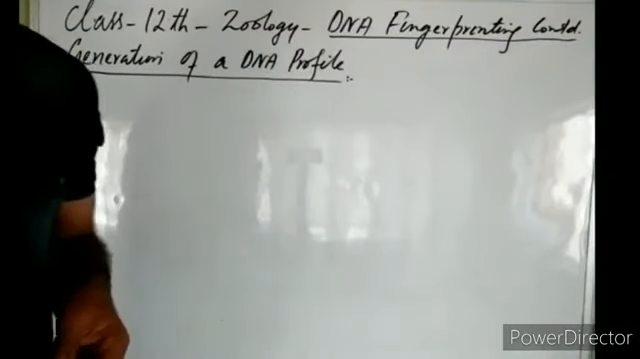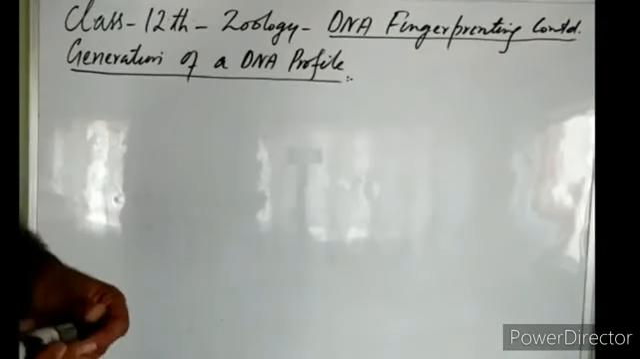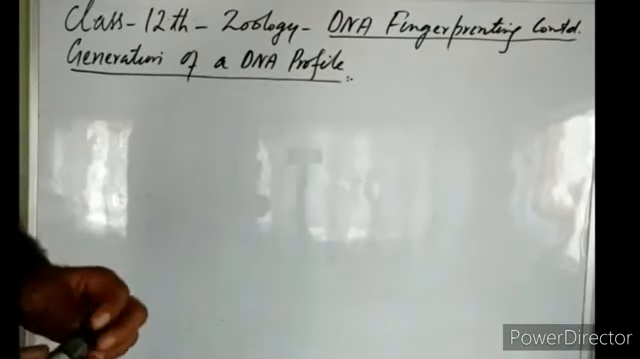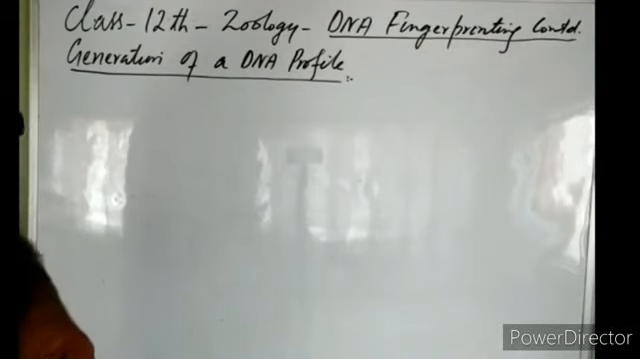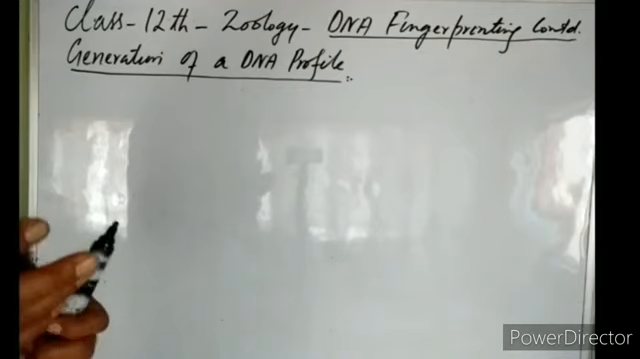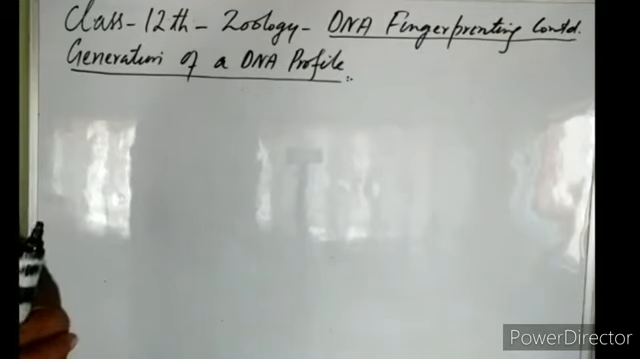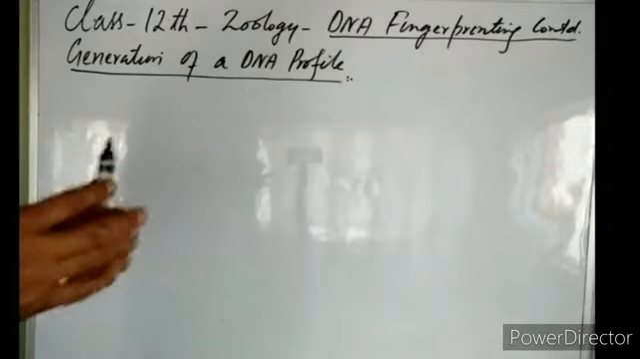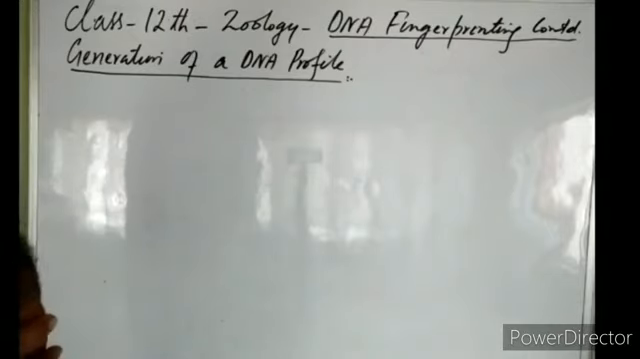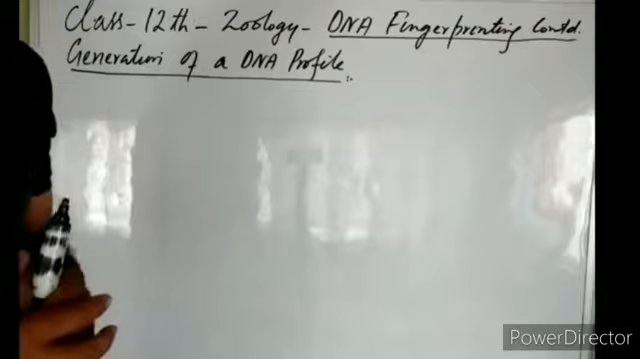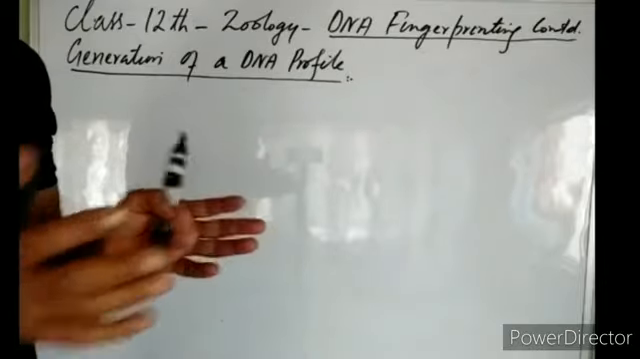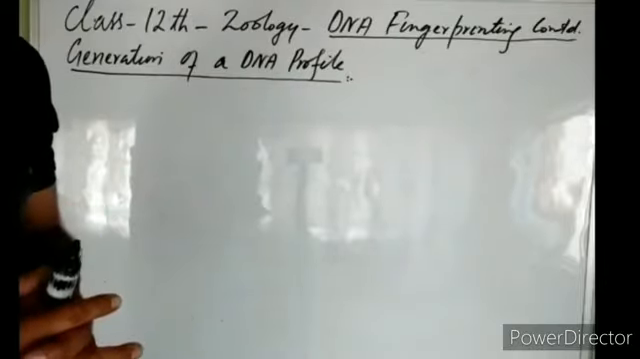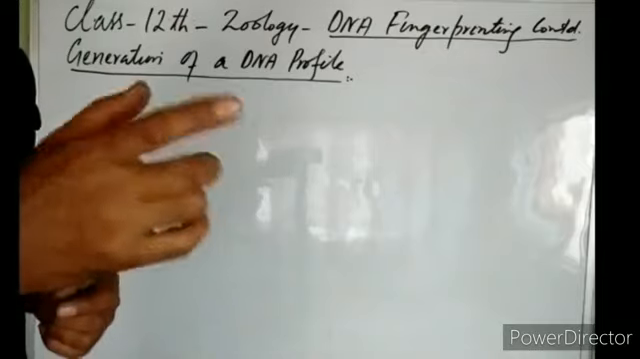So yesterday we were discussing the generation of a DNA profile. Yesterday we first discussed the basis of DNA profiling, or DNA fingerprinting. You know that we compare only 0.1% of the DNA, because 99.9% of the DNA is identical between any two individuals. So we have to compare only 0.1%.